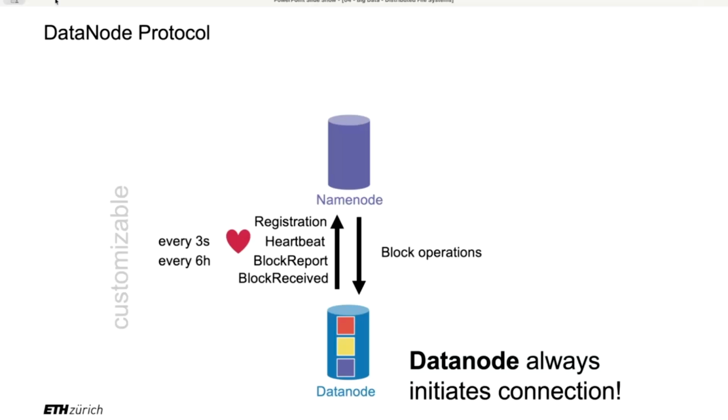Yes? Does the name node already know all these things? Like the block report?